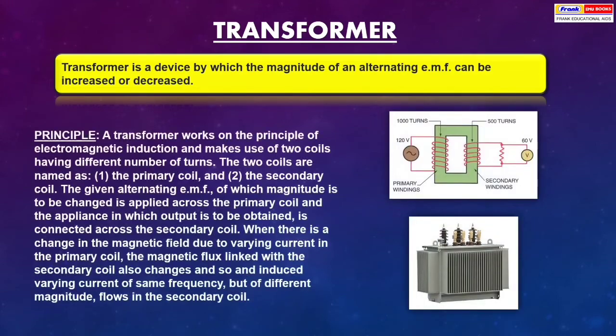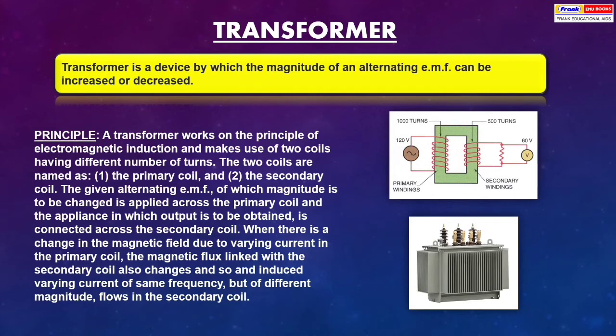Transformer. A transformer is a device by which the magnitude of an alternating EMF can be increased or decreased. Principle: a transformer works on the principle of electromagnetic induction and makes use of two coils having different numbers of turns. The two coils are named the primary coil and the secondary coil. The alternating EMF, whose magnitude is to be changed, is applied across the primary coil, and the appliance in which the output is to be obtained is connected across the secondary coil.